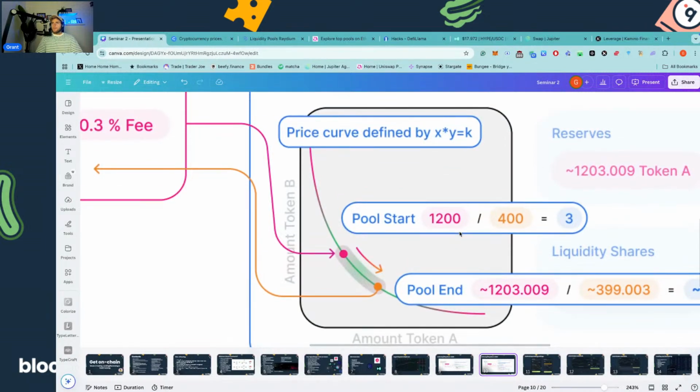On UniV2, what you were doing was supplying equal parts USDC, equal parts ETH, or equal parts ETH, equal parts Bitcoin. Any two assets, it doesn't matter what it is, you can supply it. That's on Raydium, and that's on any decentralized exchange. That is an automated market maker.